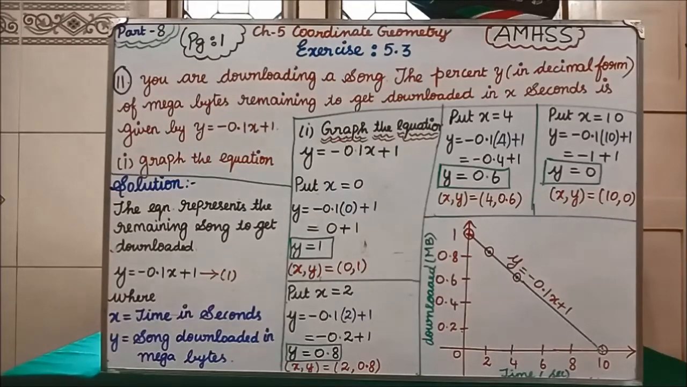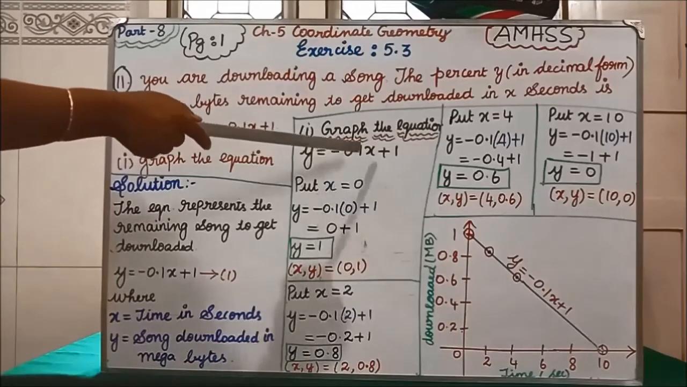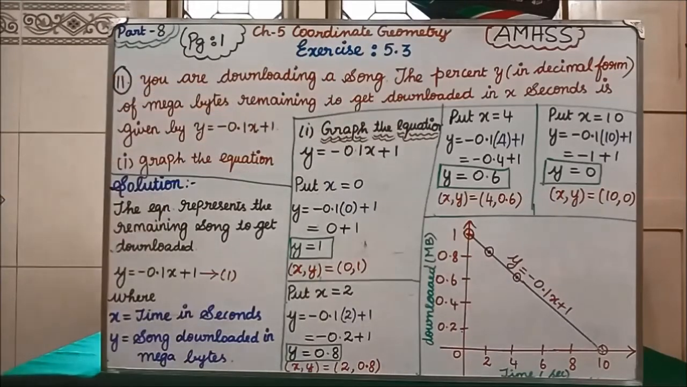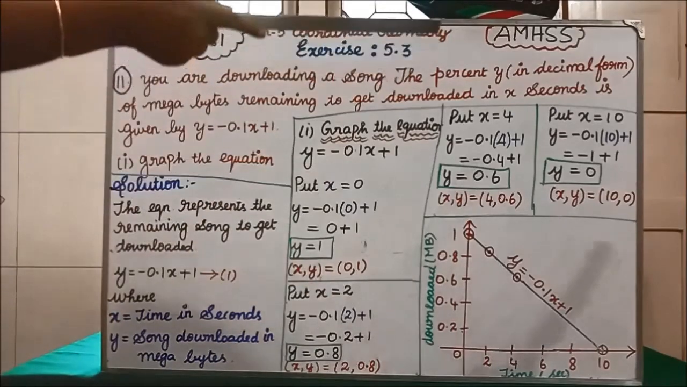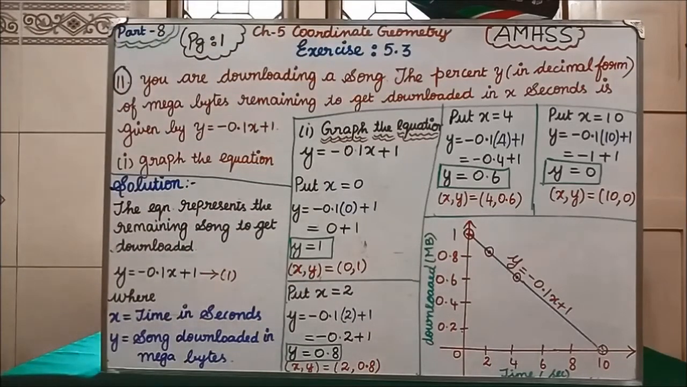The next step, the first subdivision we are going to solve: graph the equation. That is the first subdivision in the 11th question. What is the equation given in the question? Y equal to minus 0.1x plus 1. So we have to substitute some values for x so that we will get the y value. Any value you can give. I have given 0, 2, 4, 10, but you can give some other values also.